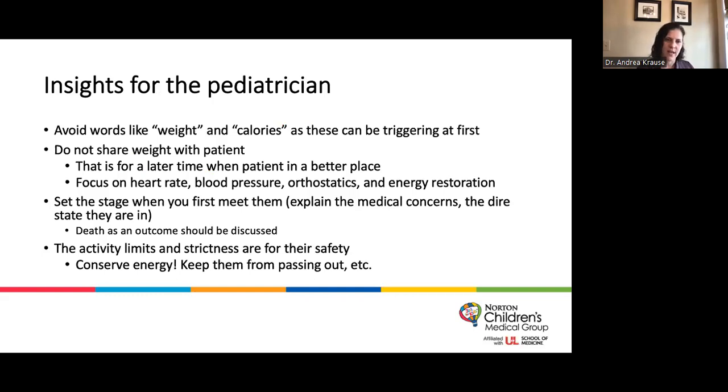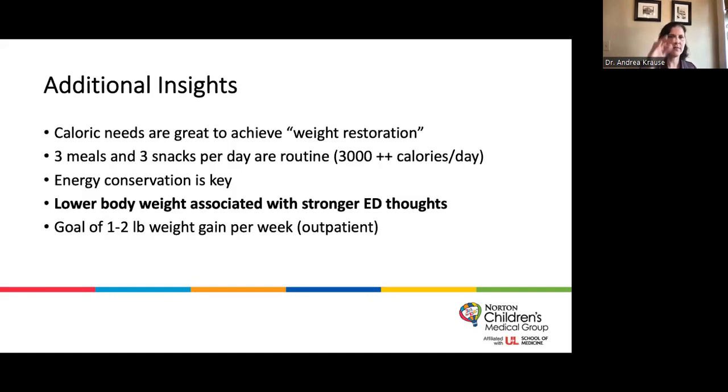You are allowed to say that death as an outcome is a possibility, and we really need to be aggressive about this. And with activity limits, sometimes you have to be very strict and kind of the bad cop to conserve energy. So if this kid is malnourished and trying to run track, it's time to stop. And then additional insights, there are a lot of calories required for weight restoration, we call it.